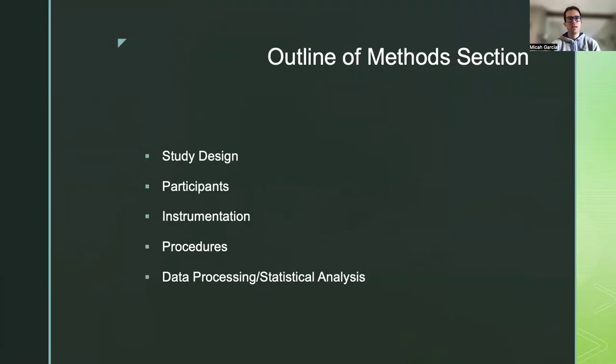So just to give you an idea, each research article you read, so original research article, is essentially going to have the same information. Now, some of it might be presented in different orders, but when you read a method section, you should be able to identify the study design, the participants, the instrumentation, the procedures, and then whatever data processing and statistical analysis was performed.